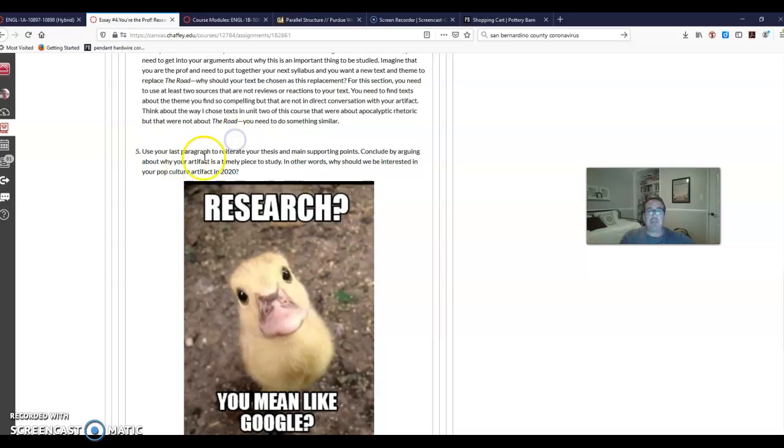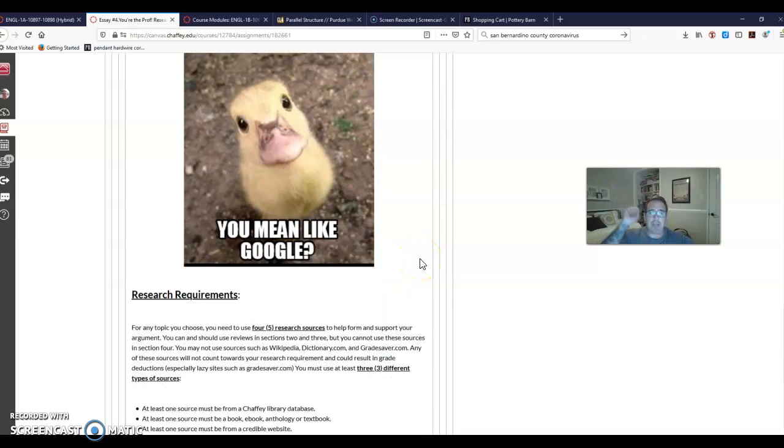conclusion, right? Last paragraph or so to reiterate your thesis and main supporting points. Conclude by arguing why your artifact is a timely piece to study. So that Kairos idea, right? Really make an appeal to Kairos here at the end. In other words, why should we be interested in your pop culture artifact in 2020, especially? Right? So end with that appeal to Kairos. We should study this now because whatever.